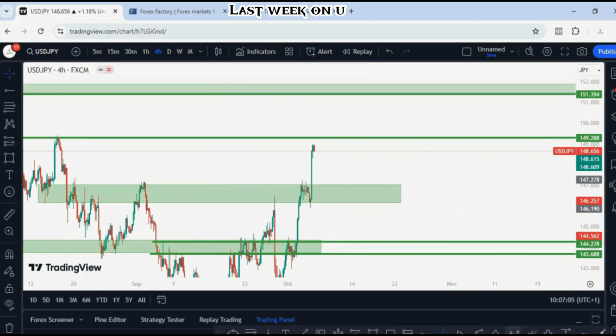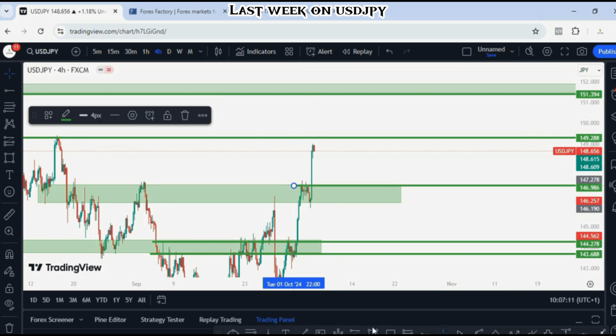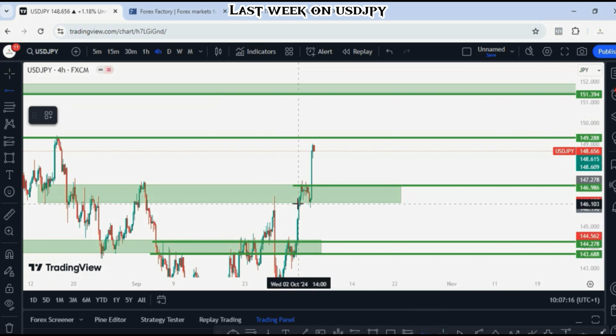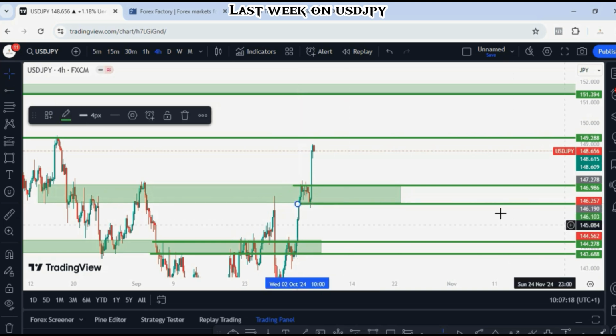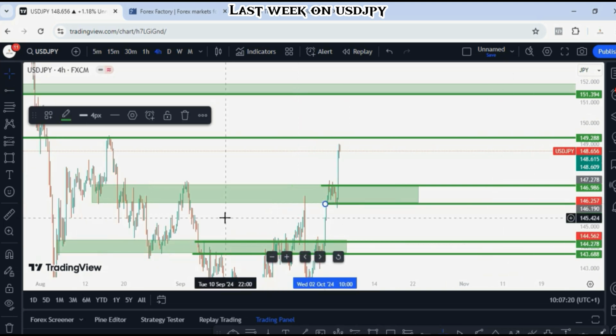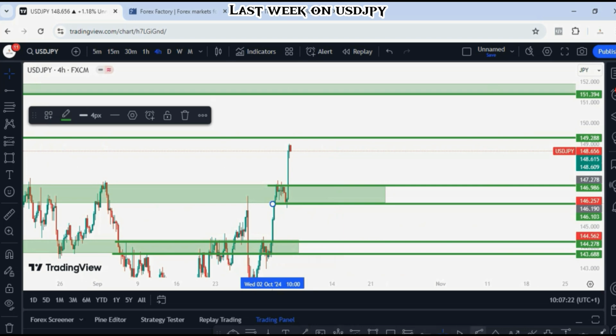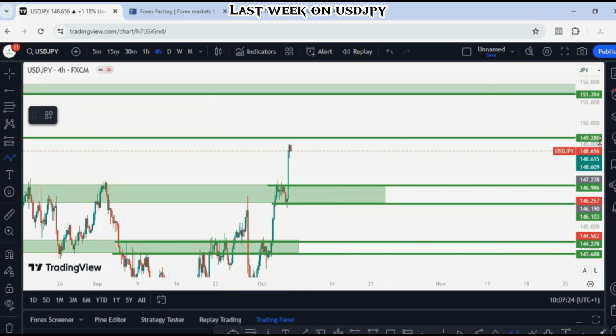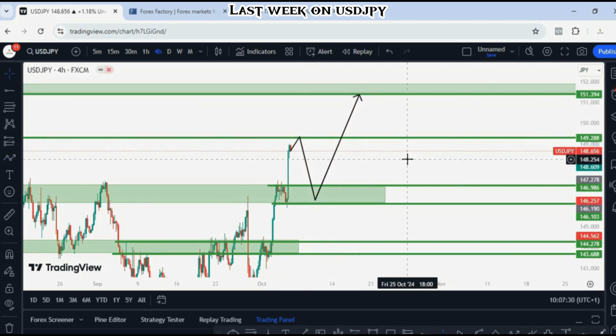If we go for an initial reversal before we continue bullish next week, then I would like to see price come into these areas of 146.986 and 146.103. All right, price may tap into this 149.288 before that happens. So something like this, tap here, come for the pullback before we continue higher.